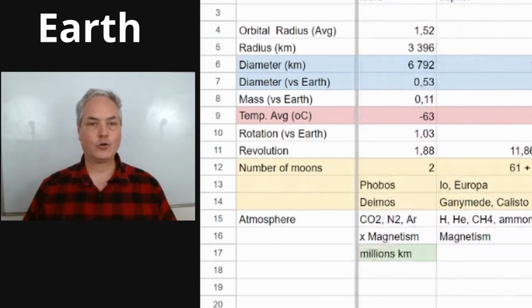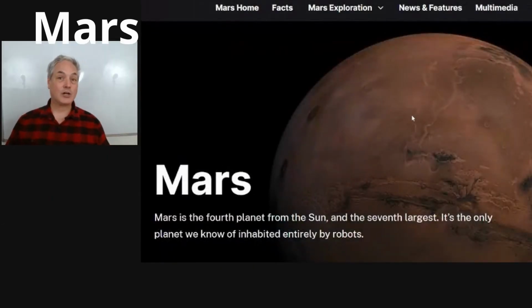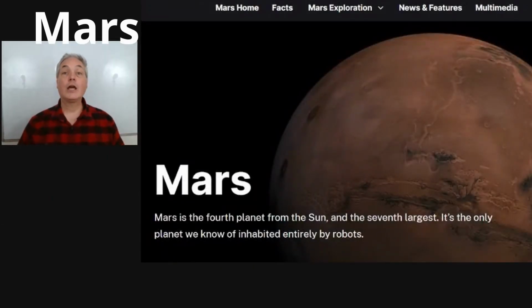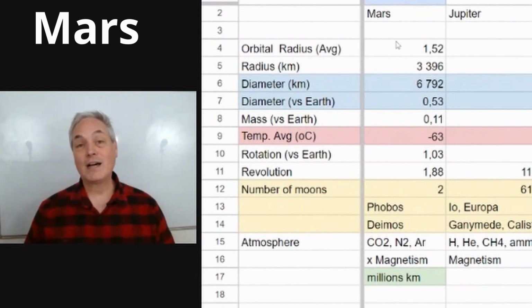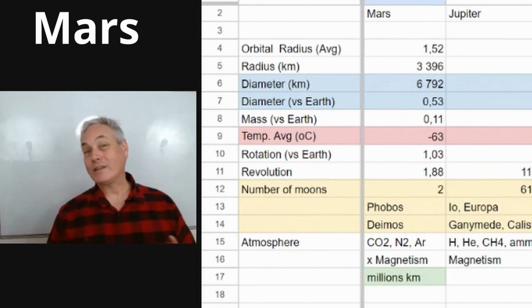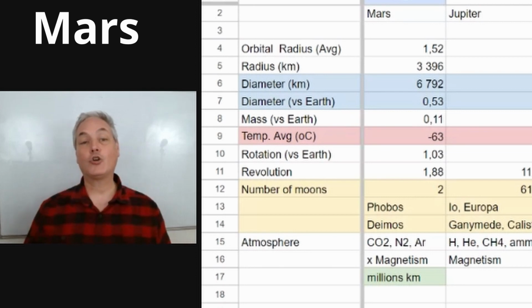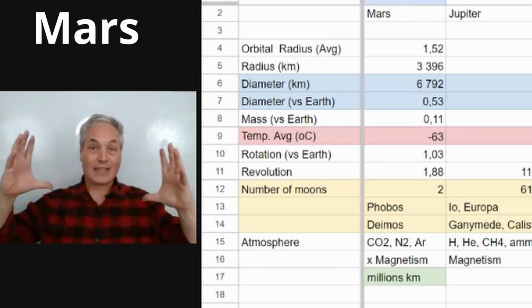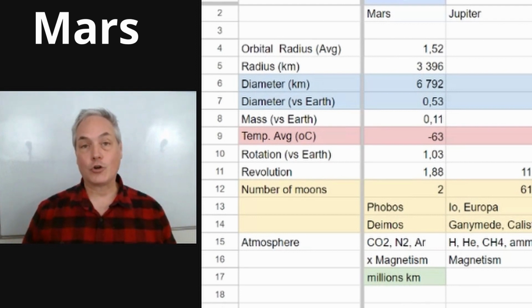So let's see if we can go to our third planet. Our third planet is Mars, and let's see what we can learn about it. So Mars has an orbital radius of 1.5 astronomical units, and has a diameter of 6,800 kilometers. So that means that size-wise, it's about half the diameter of Earth, so much smaller.